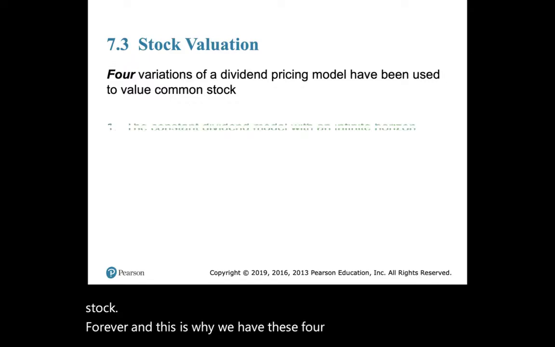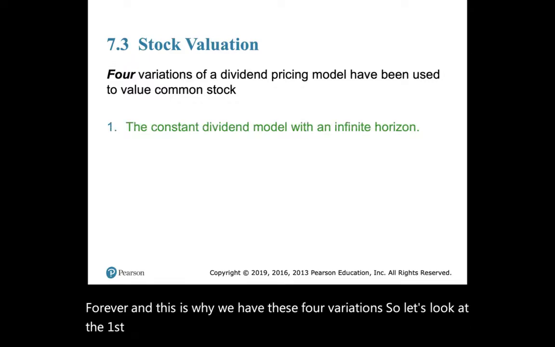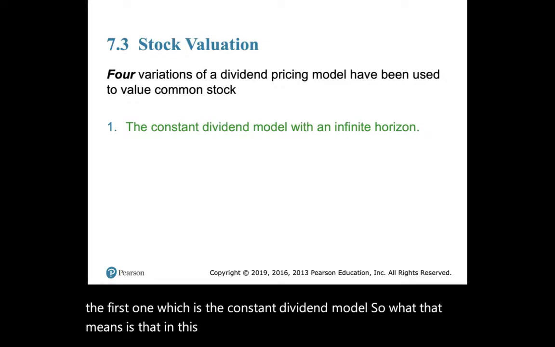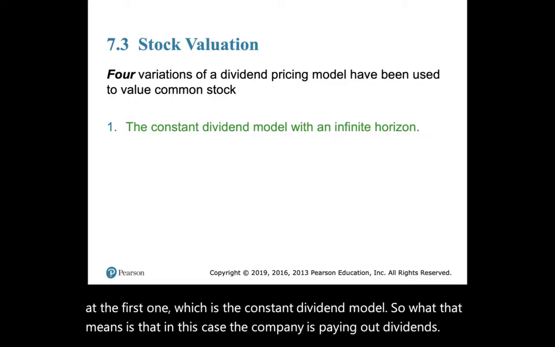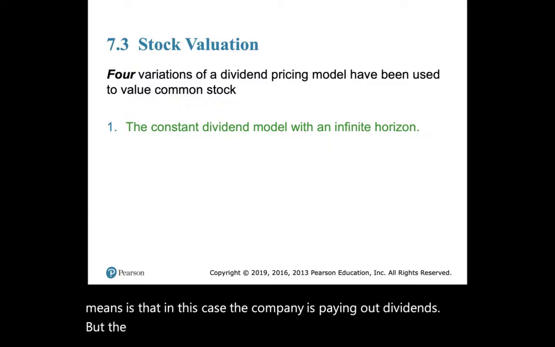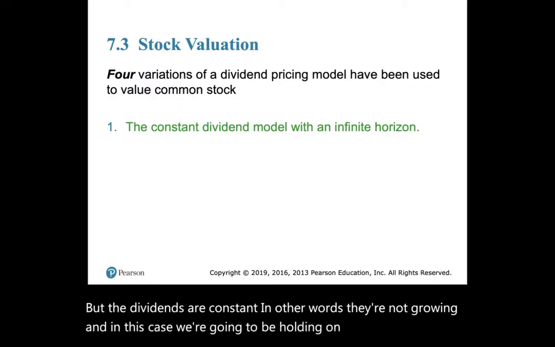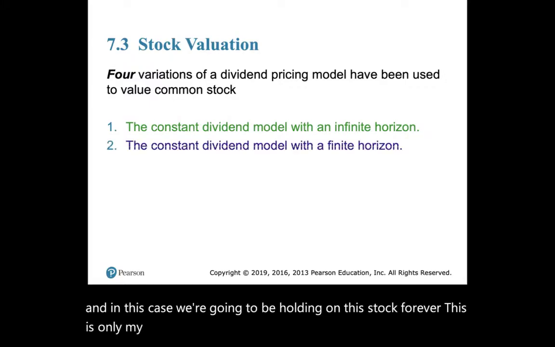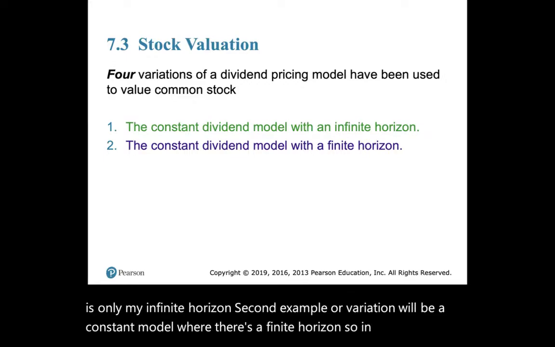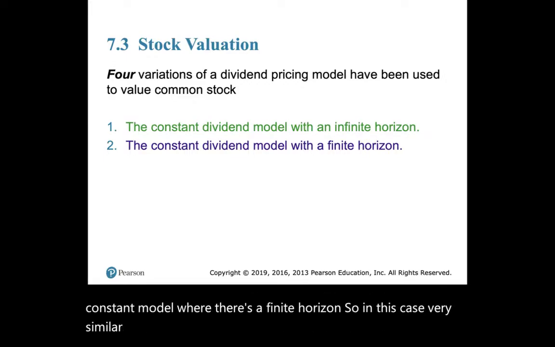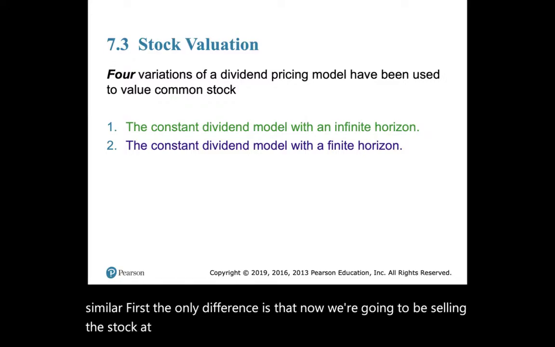So let's look at the first one, which is the constant dividend model. Okay, so what that means is that in this case, the company is paying out dividends, but the dividends are constant. In other words, they're not growing. And in this case, we're going to be holding on to the stock forever. This is what we mean by infinite horizon. Second example or variation will be a constant dividend model where there's a finite horizon. So in this case, very similar to the first. The only difference is that now we're going to be selling the stock at a certain period. We're not holding it on forever.